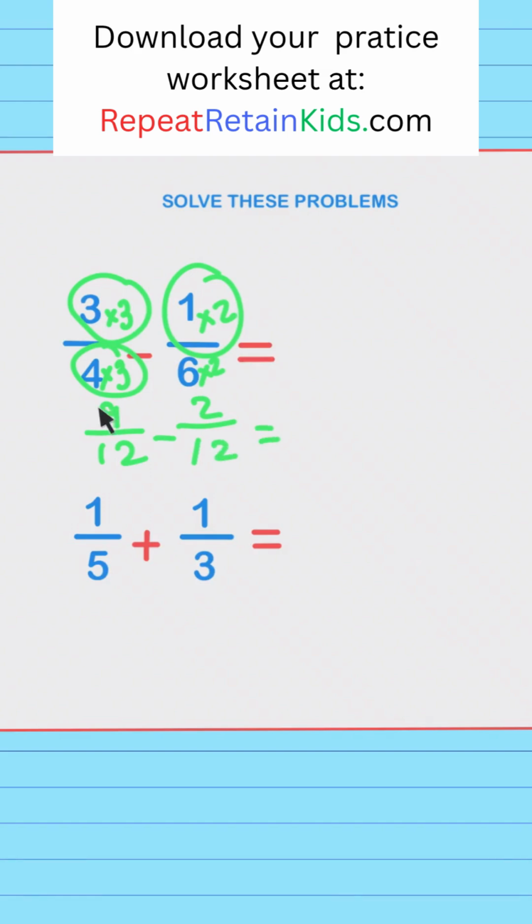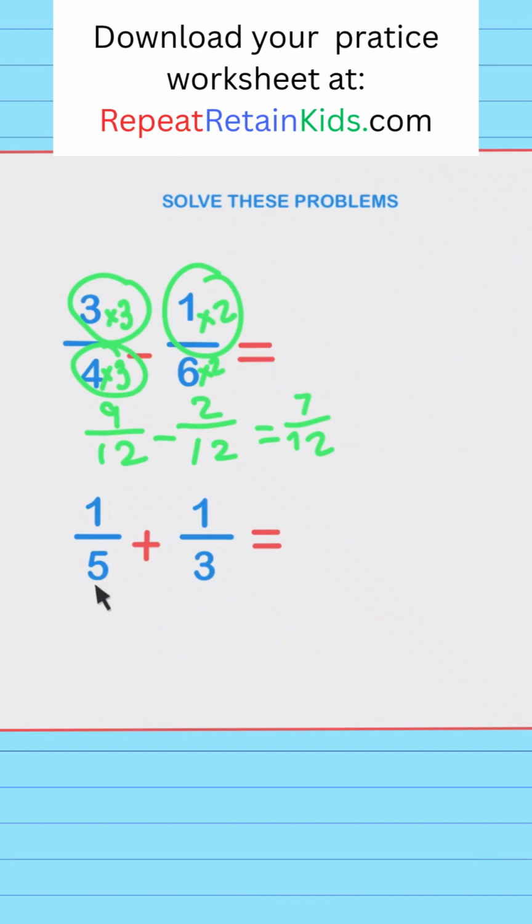and we can see 9 minus 2 is going to be equal to 7. And remember, we do not change the denominator. 12 just stays 12. 7 over 12. Okay. And just as a matter of interest, this one can't be reduced. That's already reduced as it is. Now let's look at the addition.